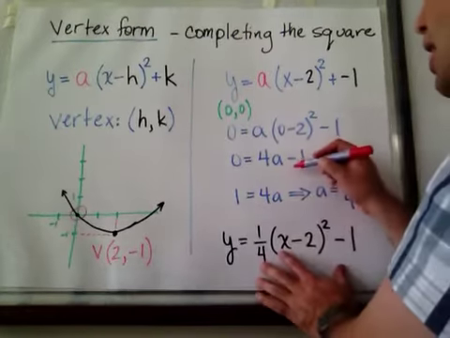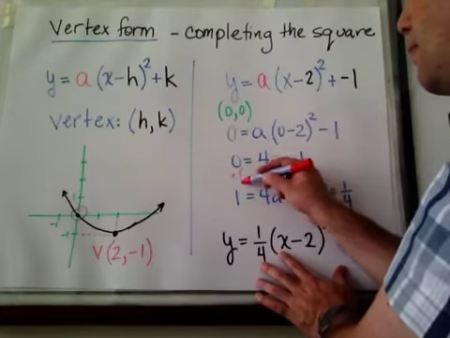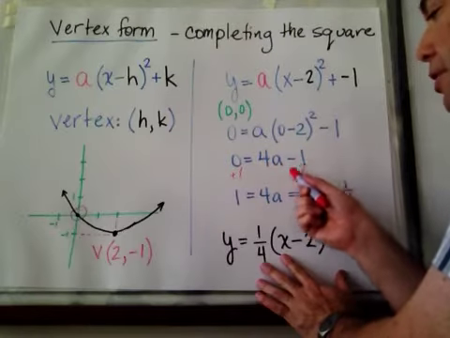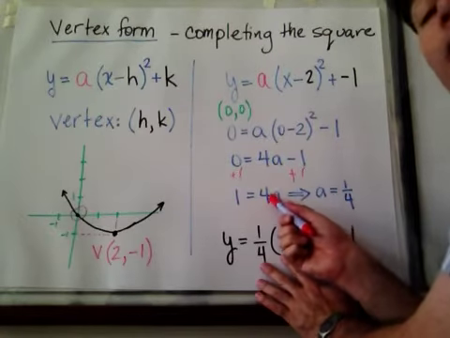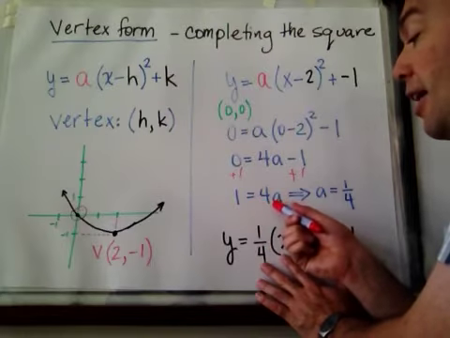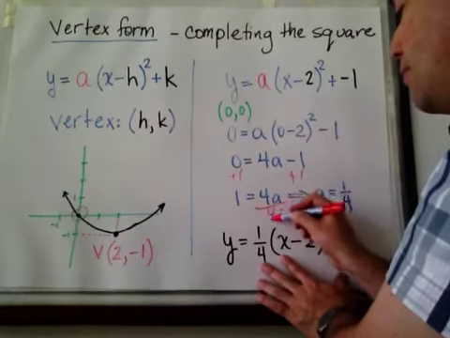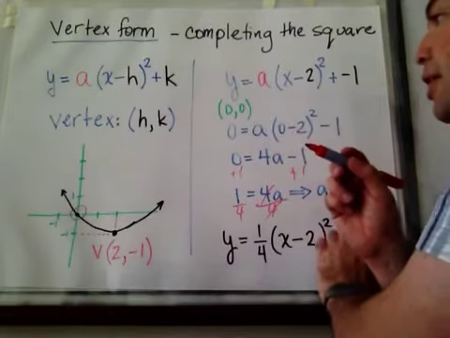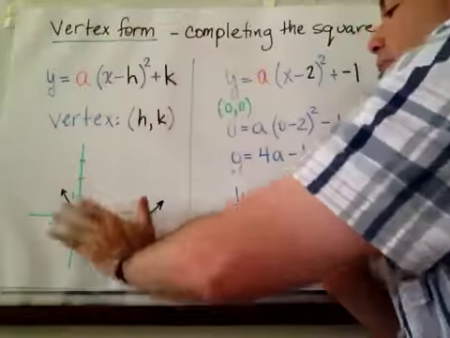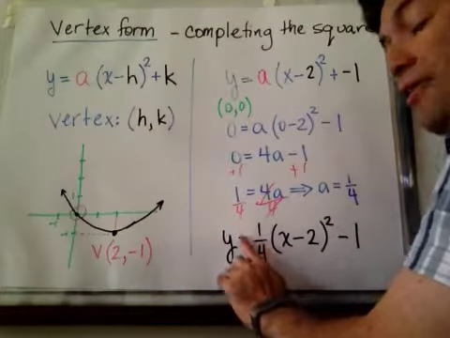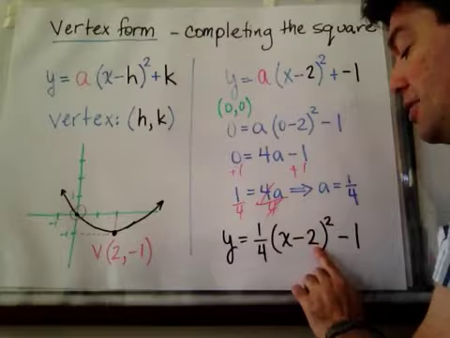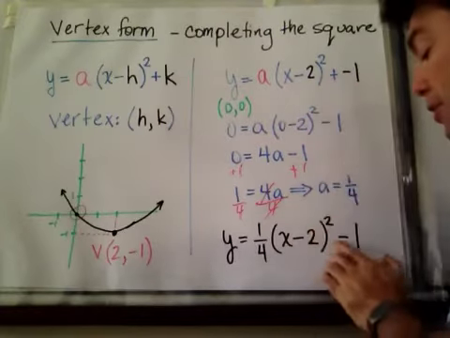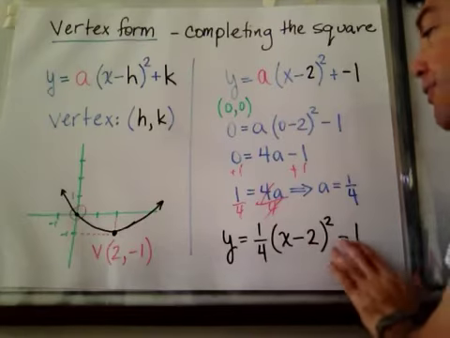If we add 1 on each side, 0 plus 1 is 1, and 4a minus 1 plus 1, those cancel, it's just 4a. Which means that dividing by 4, here we cancel, a is 1/4. And the equation in vertex form of our parabola is y equals the value of a, 1/4, times (x minus 2) squared minus 1. You can write plus -1 if you want, but you can also write minus 1. That's vertex form.